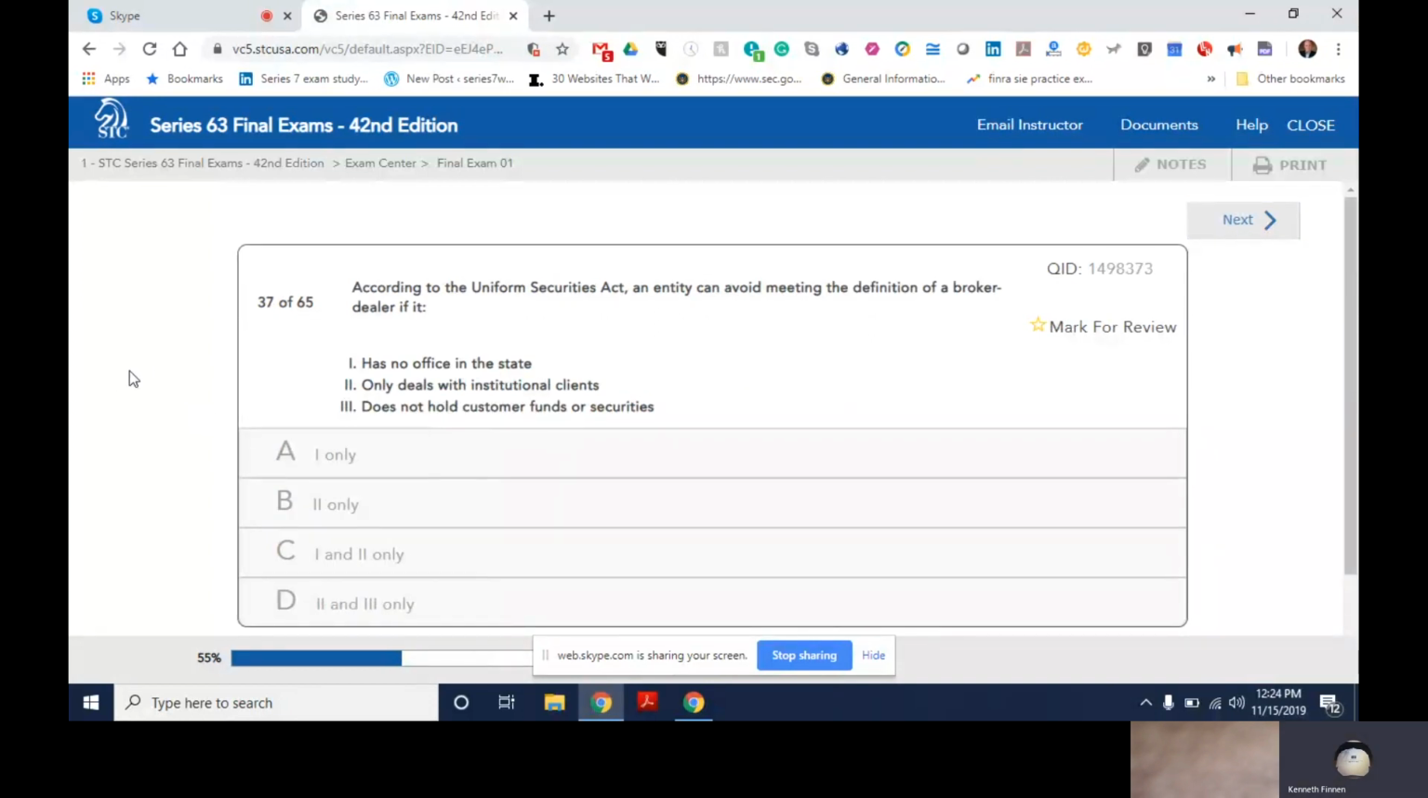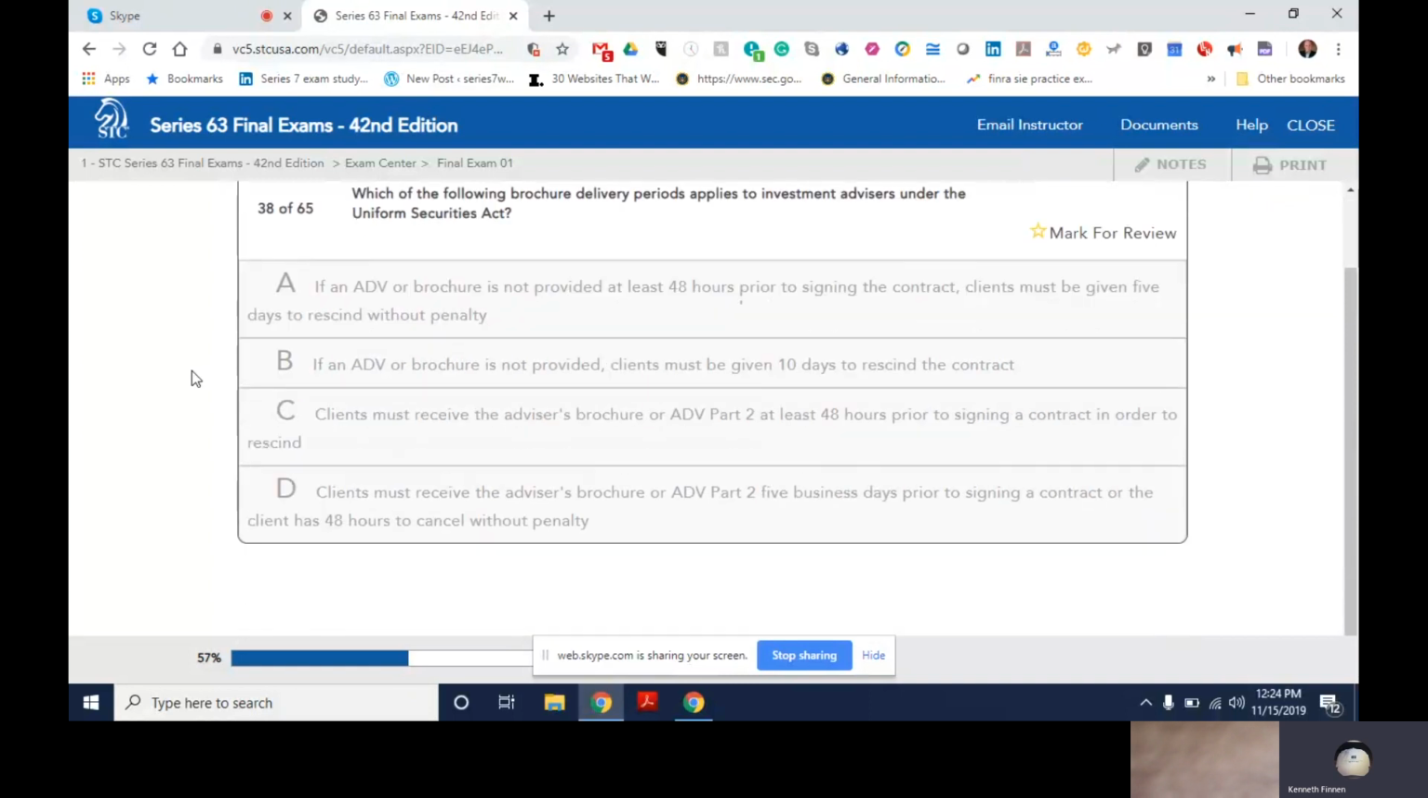According to the USA, an entity can avoid meeting the definition of a broker-dealer if it has no office, no retail. I don't think 1 and 2 mean anything. I don't think 3 means anything. So basically, I don't know about 3, but I'm going to go with 1 and 2. So no office, no retail, no register. Remember that. And if it's an IA, they get up to 5. Only the IAs get up to 5, not the broker-dealers or agents. You have 1 single retail client in a state, you've got to register.